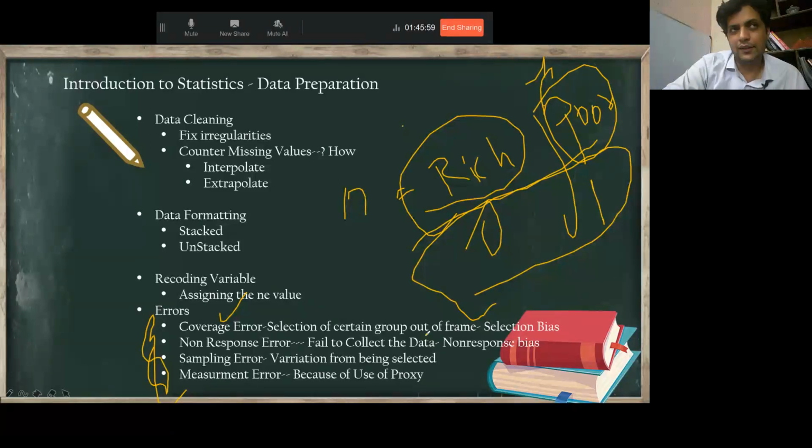Non-response error. Sometimes you collect the data from the population and then they don't respond to you. Then your variation is being selected.